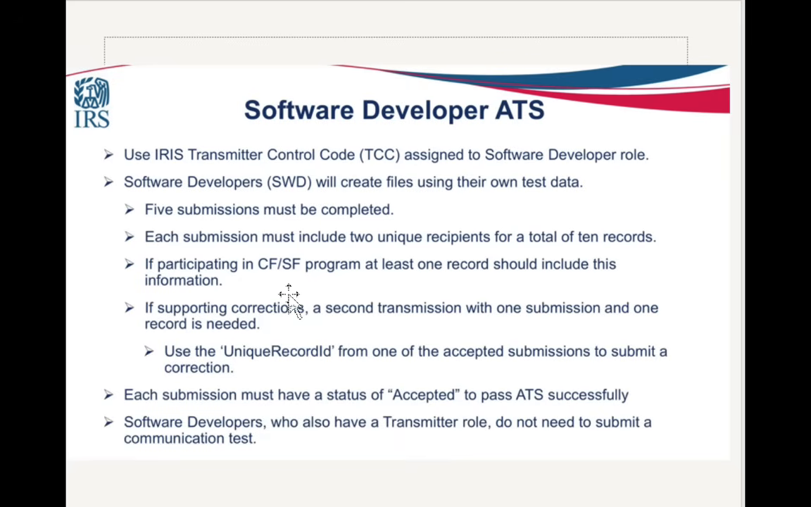So if you are using the ATS, 5 submissions must be completed for the transmitter control system. It's again for the information base. Each submission must include 2 recipients out of 10 records. If supporting a second transmission with some submission record is also needed as well.